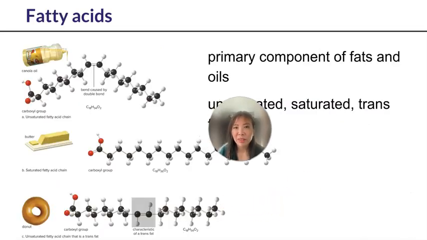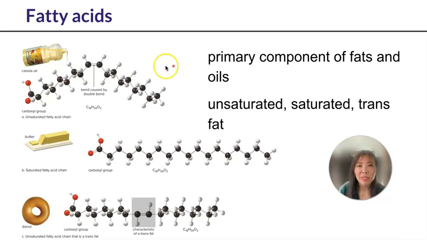Okay, so let's take a look at fatty acids. Here are some examples of different fatty acids. This is the primary component of fat and oil, right? So we tend to recognize fat as oil and as butter. We can also recognize it as trans fat. You might have heard that word before, trans fat. This is found a lot in different commercial products.